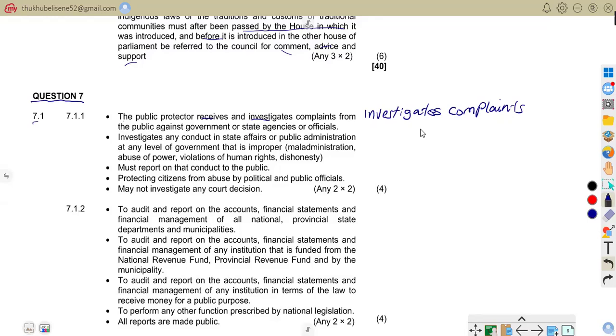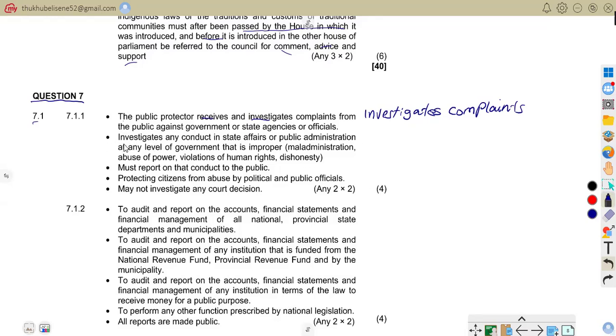How do they investigate complaints? They look into abuse by officials or state agents. For example, they may investigate unfair dismissal by a government department. So that is the role that they play.